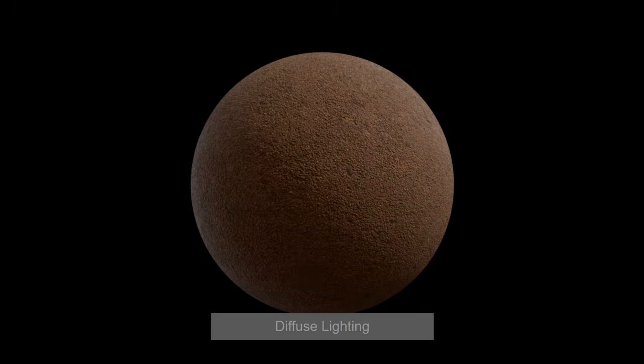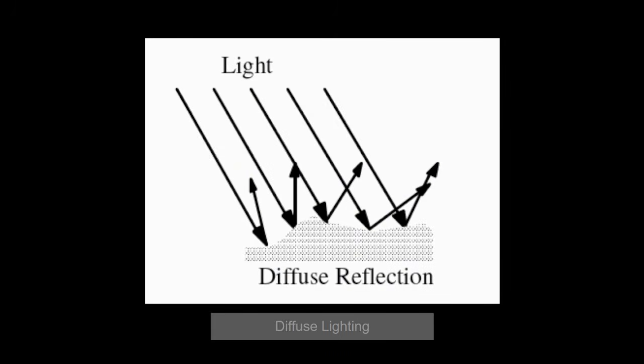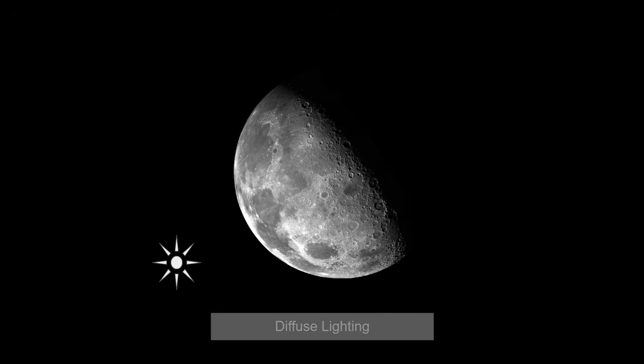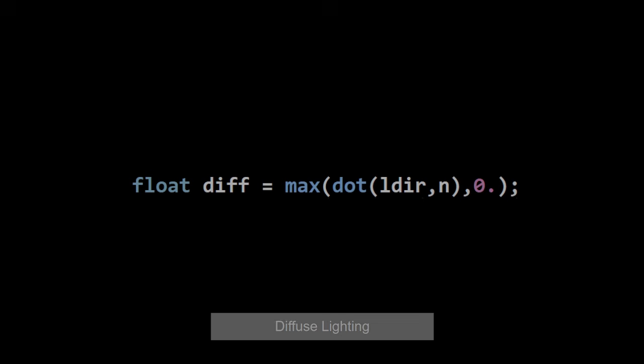Diffuse lighting happens when the light hits a rough surface like concrete. The light bounces off in different directions, so you get a sort of faint light. Where the normal and the light are the most in line will be brighter, and where they're out of line will be darker. So in code, we take the dot product of the light direction and the normal, we take the max of the result and 0, since the negative numbers could affect our final color otherwise.